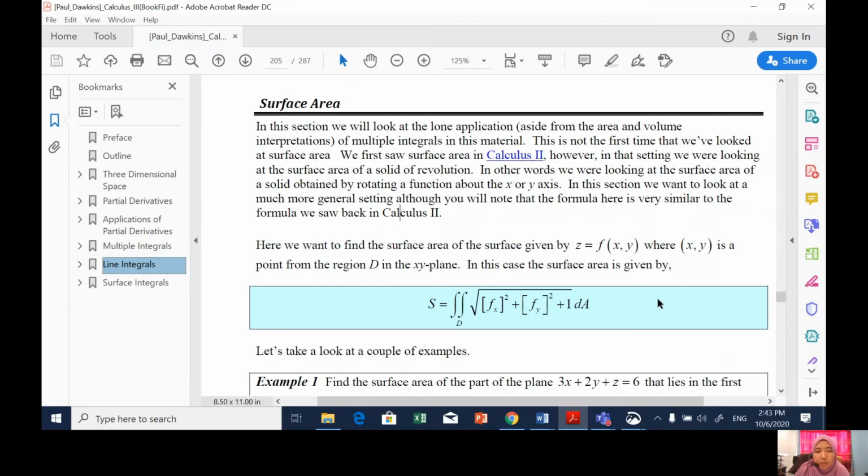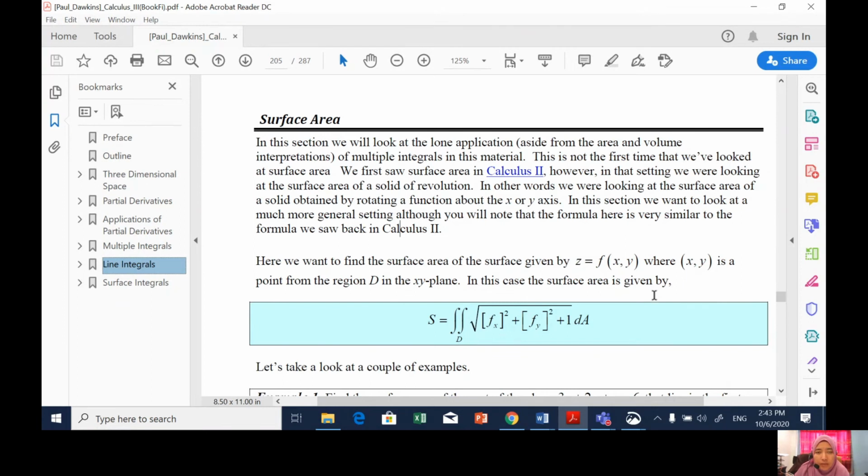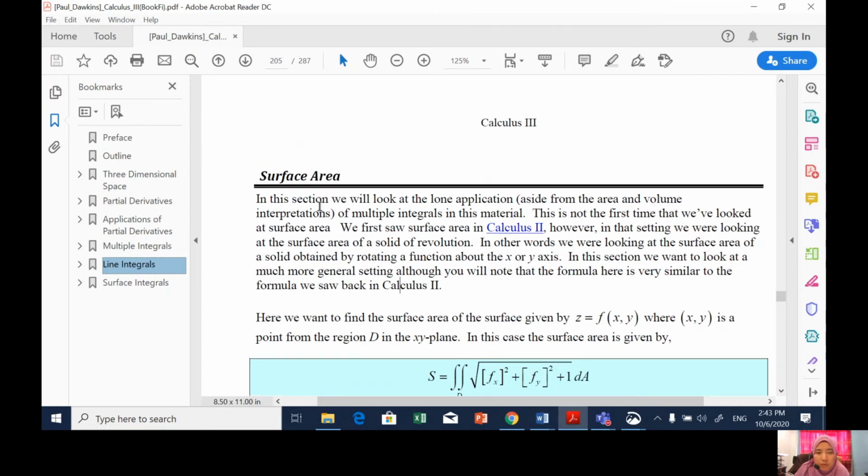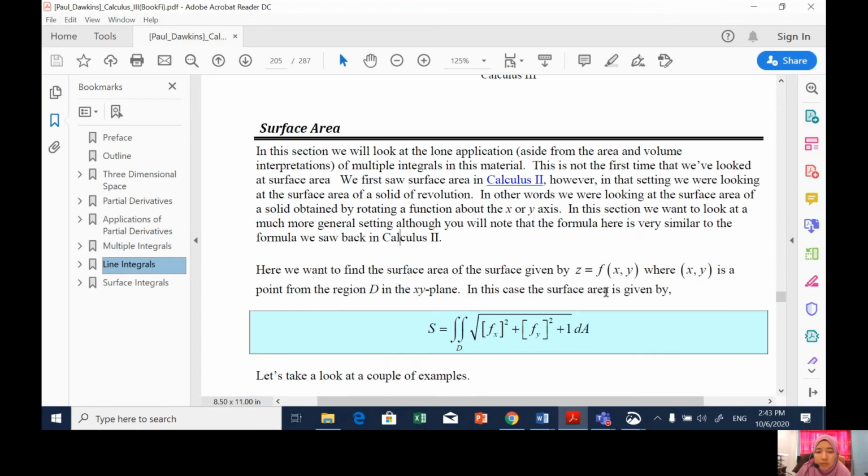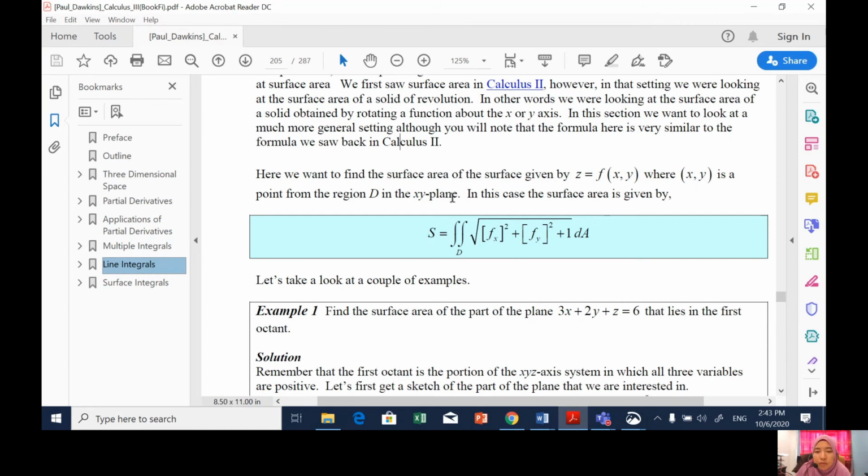Okay, so the change of variable is the first subtopic for the recorded class. Now we are going to see the surface area. This surface area is an application of the double integral. The formulation for the surface area is shown in this box. S refers to the surface area, that is equivalent to the double integral over region D of the square root of fx squared plus fy squared plus 1 dA.